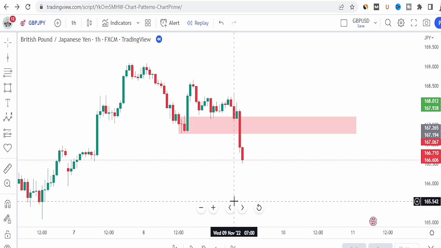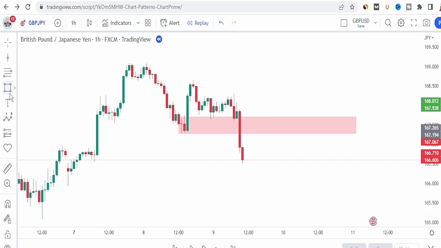So what happens is you want to treat this as a zone. For me, I use the rectangle tool right here.